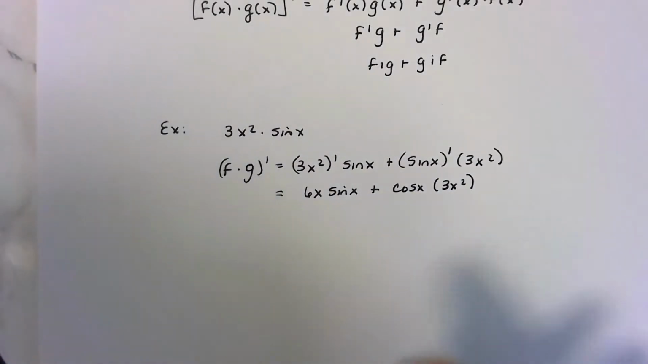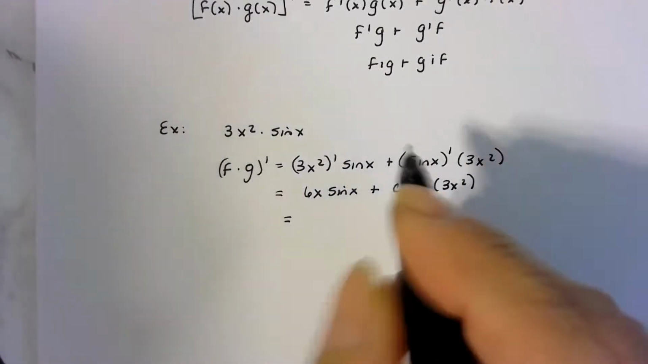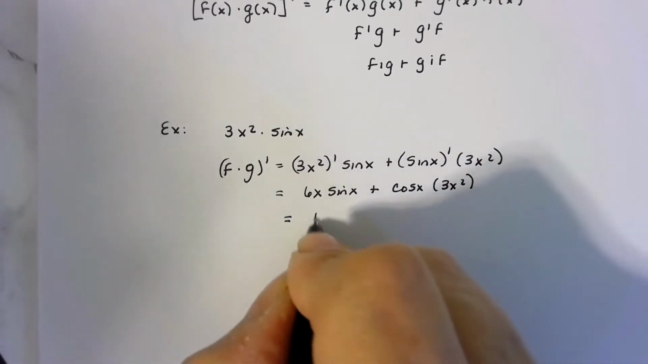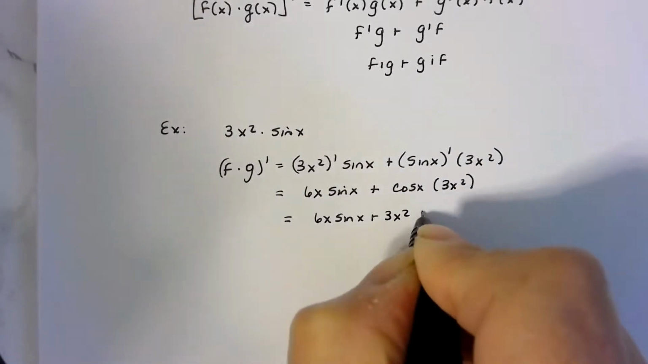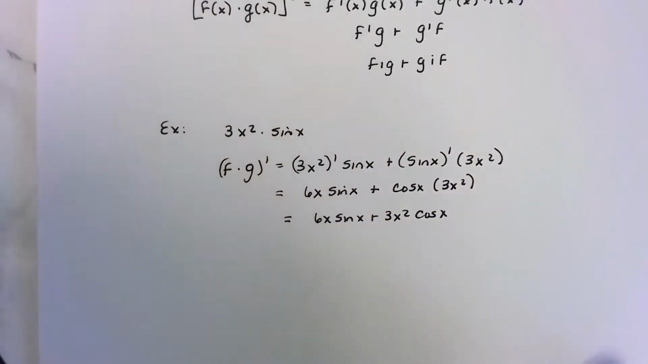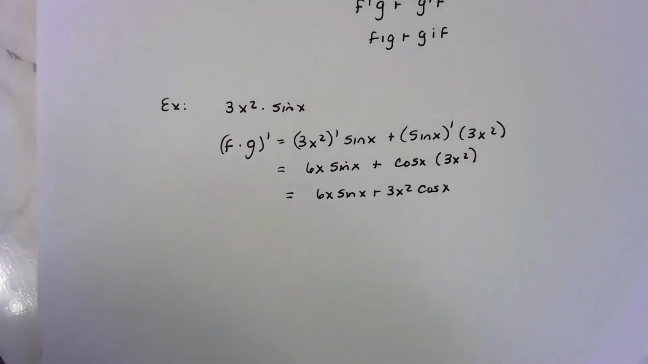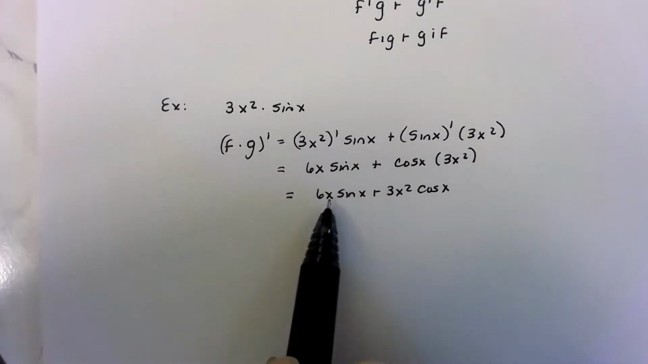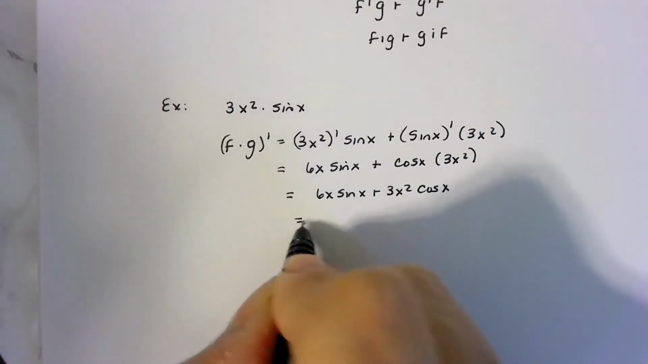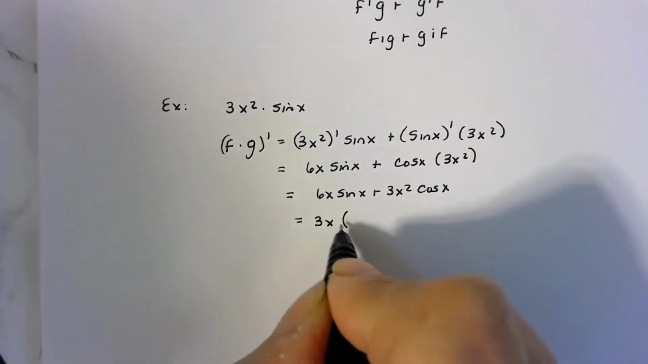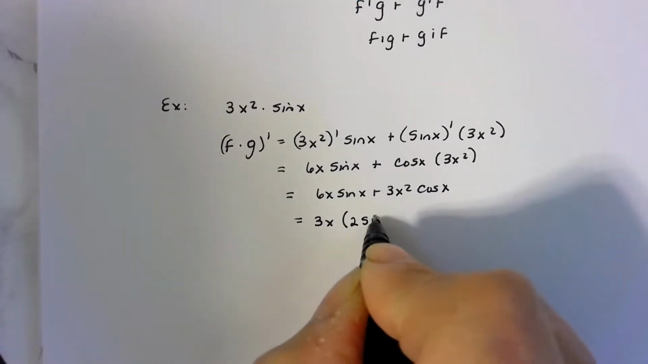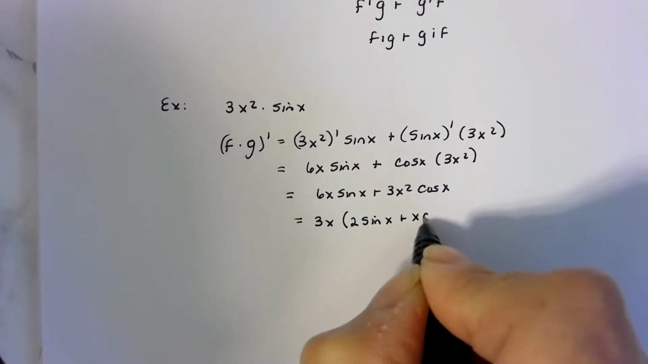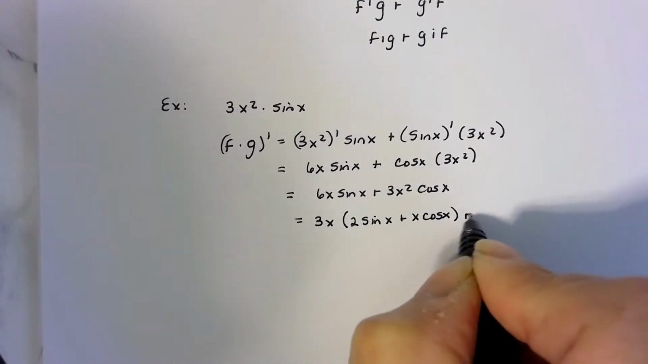Now if you wanted to write this properly, or using math etiquette, you could say 6x sine of x plus 3x squared cos x. And by the way, we could simplify that a little bit more. I could pull out a 3 and an x from each term. So let me do that and rewrite what's left. If I divide this term by 3x, I'm left with 2 sine of x plus x cos x. And that's it.